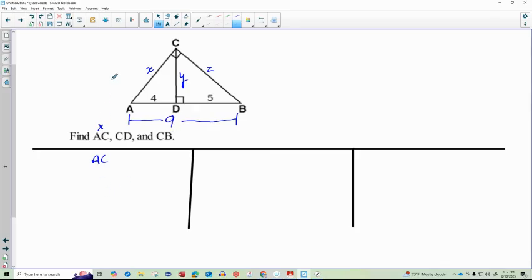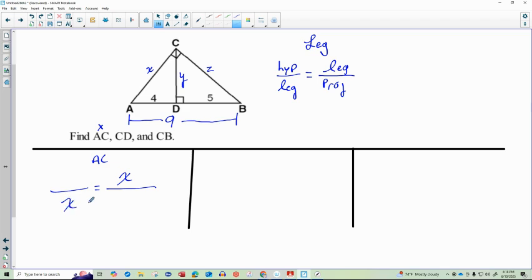So the leg rule. Everybody, the leg rule is leg over projection equals leg over hypotenuse. So we're going to set up a proportion here. I got my leg, which is x, my projection, which is 4, and my hypotenuse, which is 9.